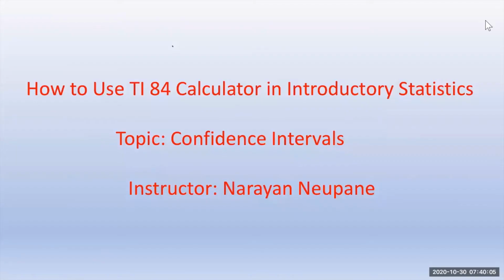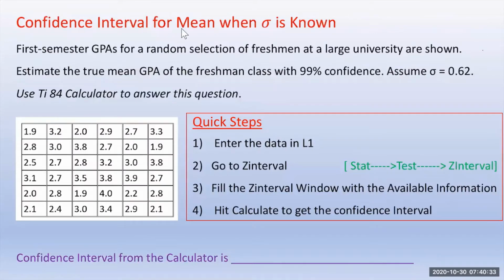Hello everyone, welcome to this video on how to use TI-84 calculator in introductory statistics class. In this video, we are going to explore how to use it to find the confidence interval under different situations. Confidence interval for mean when population standard deviation sigma is known.